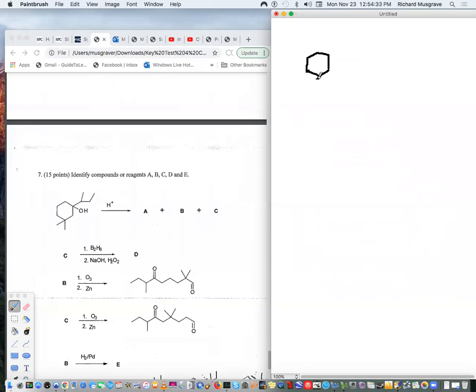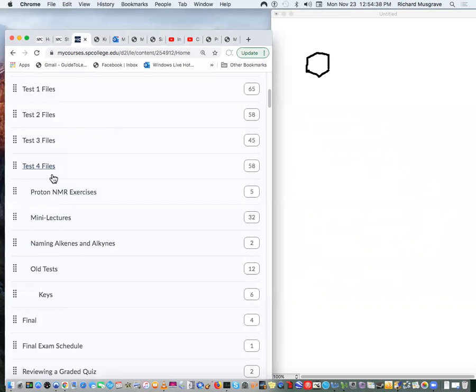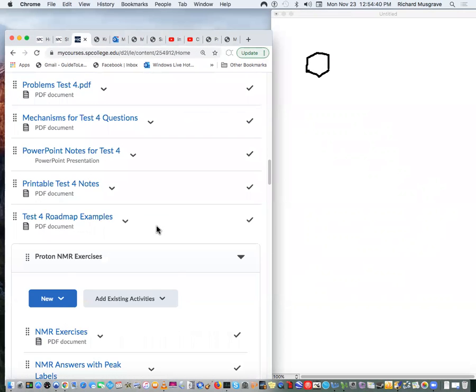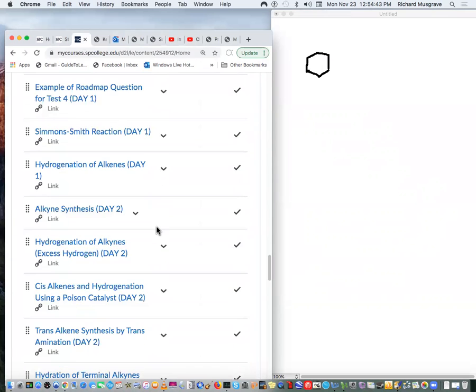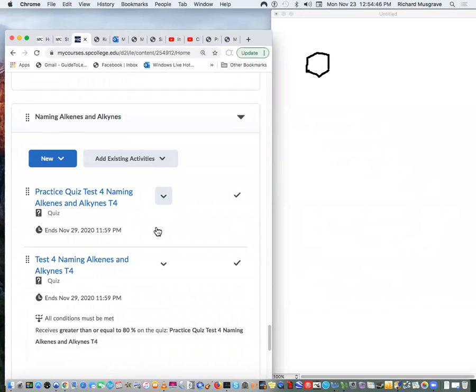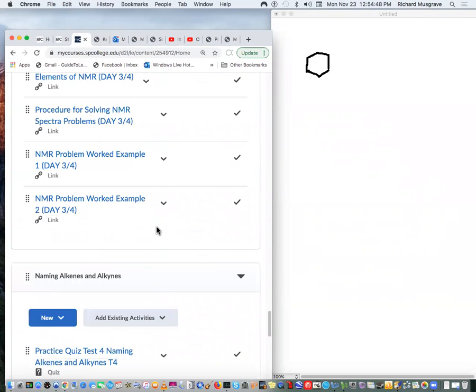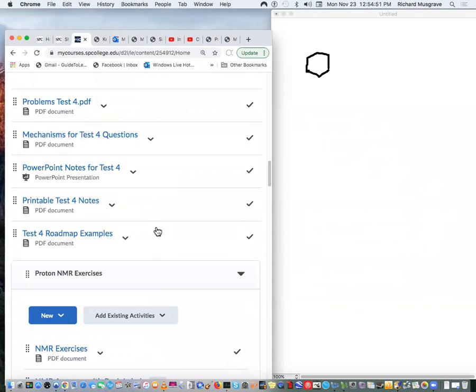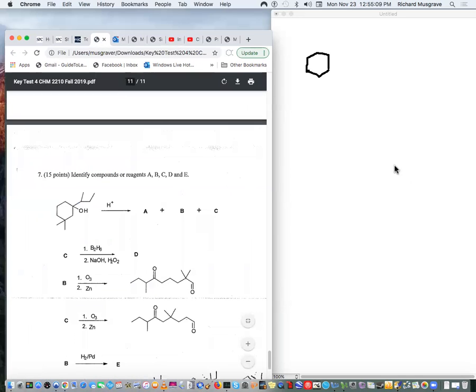Now, I do have a worksheet for this as well. Let's have a look at that. It's in the test 4 folder. At least I thought I did. Where is it? It's up the top, I think. There it is. Test 4 roadmap exercises, roadmap examples. It's like 7 of them, and they have answers as well. So that's something you can look at in addition to the old test, so you're not just bound to what you're seeing on the old test. Okay.